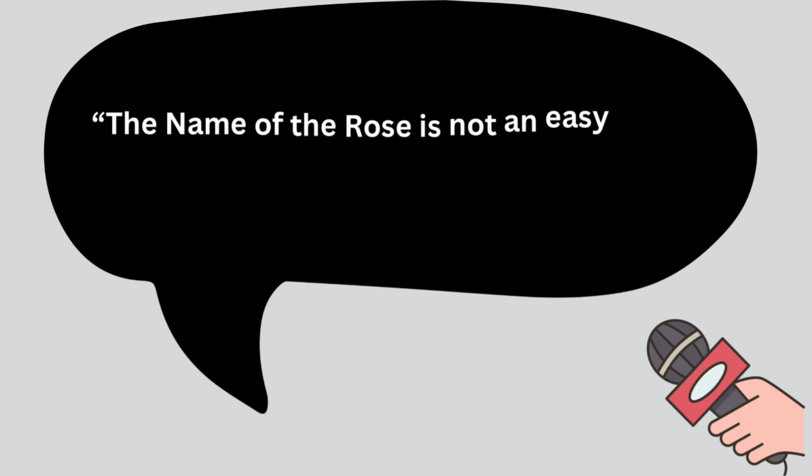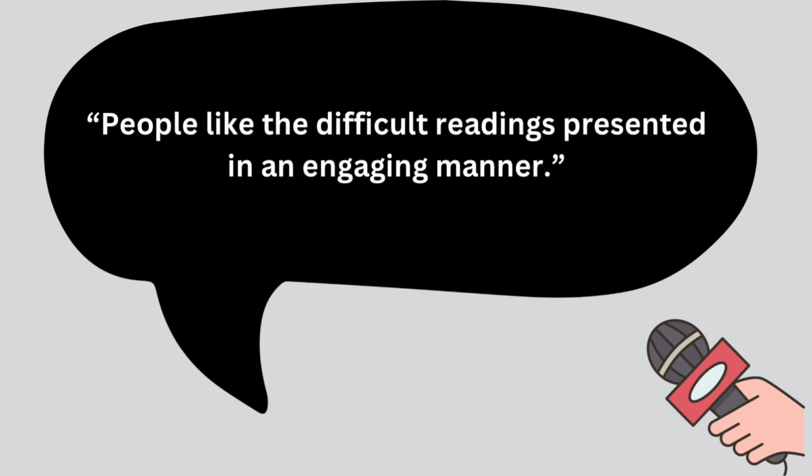Eco's observation about his famous novel highlights its intellectual complexity. Despite being dense and philosophical, the novel became a global bestseller, demonstrating that readers appreciate depth and substance when presented engagingly. Eco's insight here explains the success of The Name of the Rose.